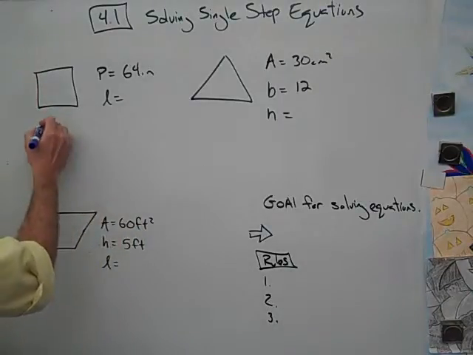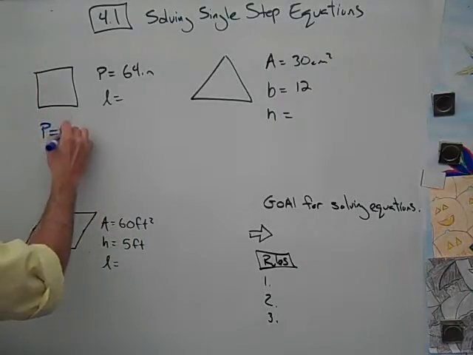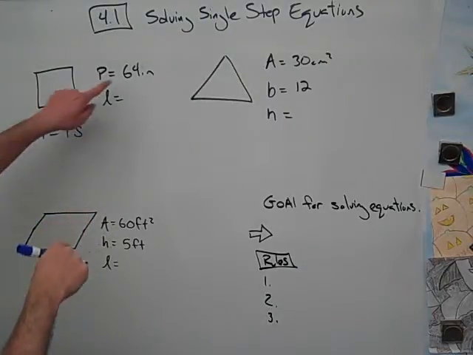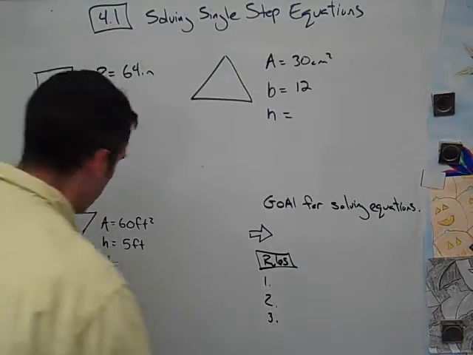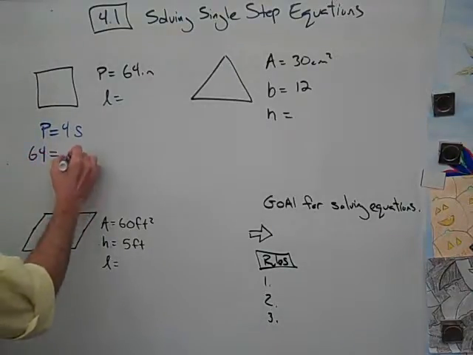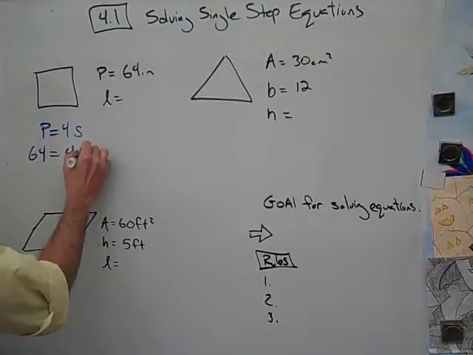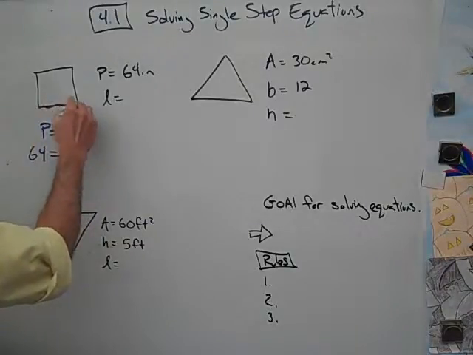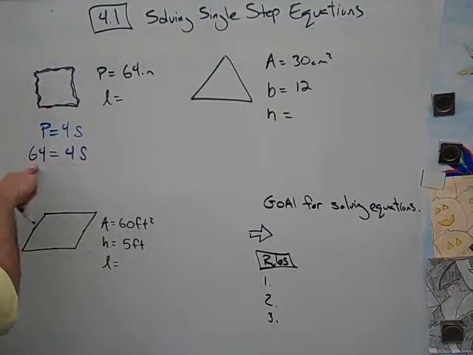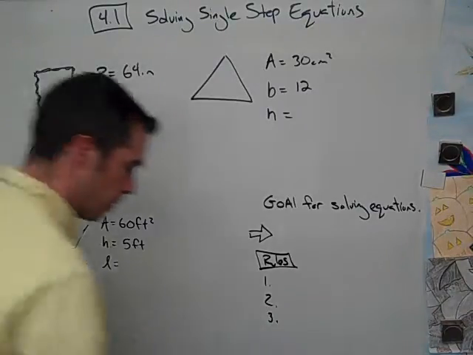So you might remember the perimeter formula for a square is 4 times the side length, 4s. So if I know the perimeter is 64 inches, then I can write 64 is going to equal 4 times the side length. So it's 1, 2, 3, 4 side lengths should be 64 inches.